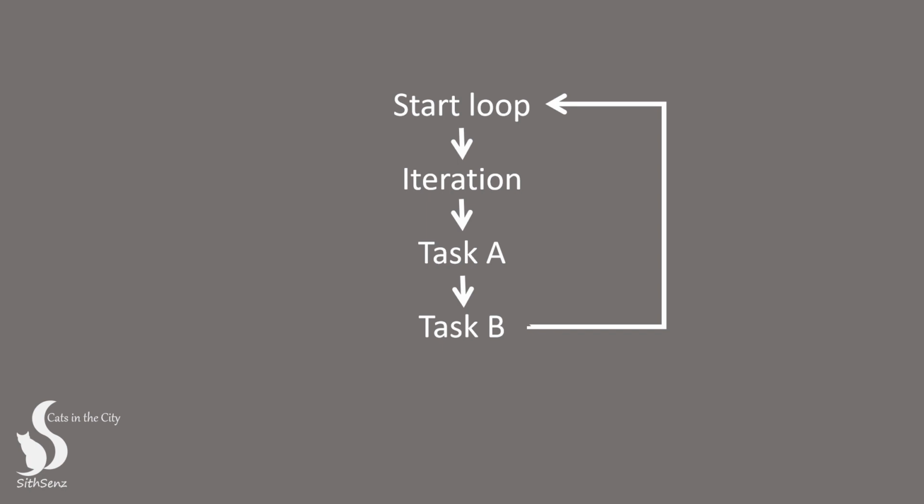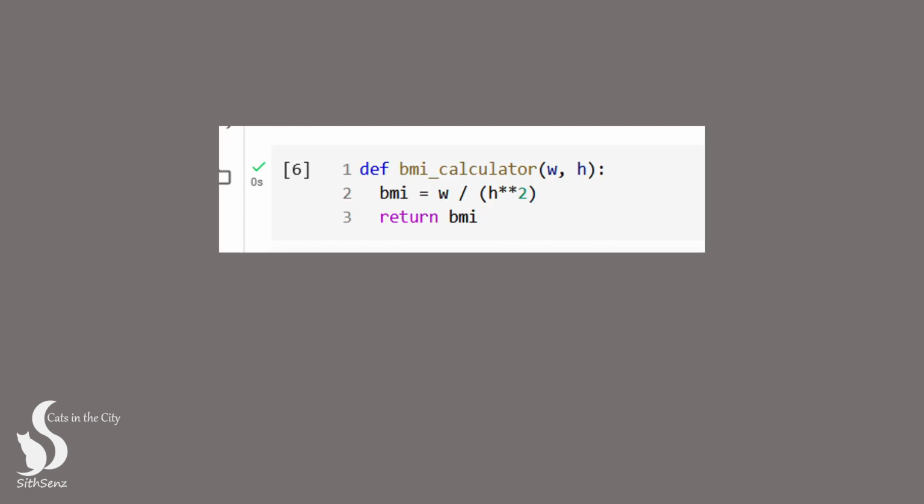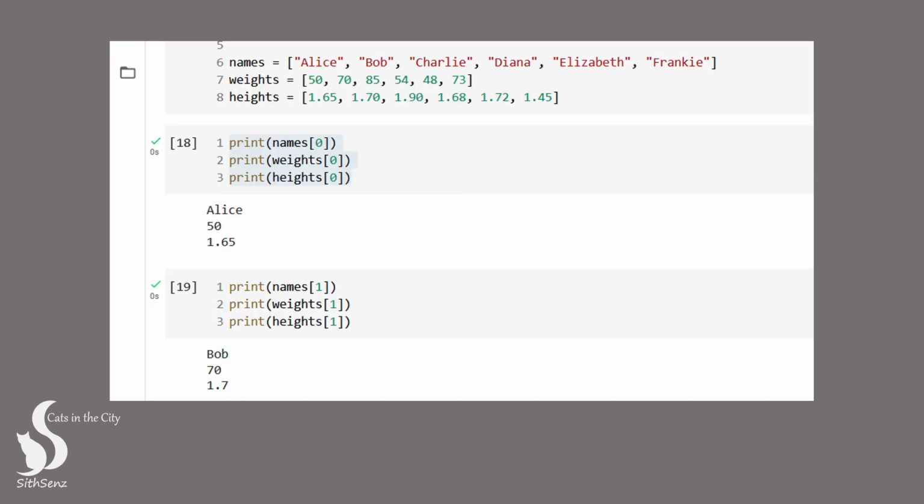We'll return to our notebook in Colab. Remember our BMI calculator? It's a function that divides a given weight W by the squared value of a given height h. In this video, we'll be using lists and loops to calculate the BMI of our friends. We have 3 lists, one containing the names of our friends, one containing their weight in kilograms, and one containing their height in meters. The first list is a list containing the names of our friends, for example, Alice, Bob, Charlie, Diana, Elizabeth, and Frankie. The second list contains their weight in kilograms, and the third list contains their height in meters, like so.